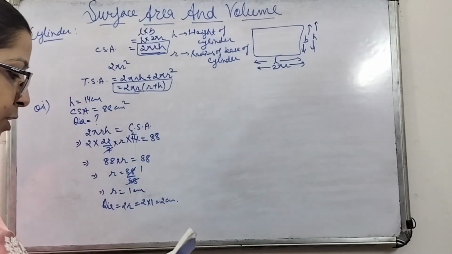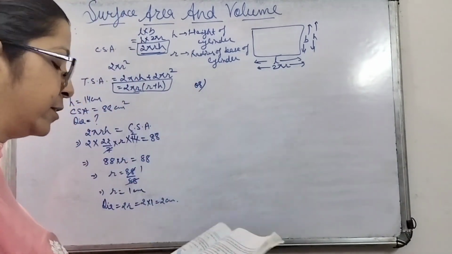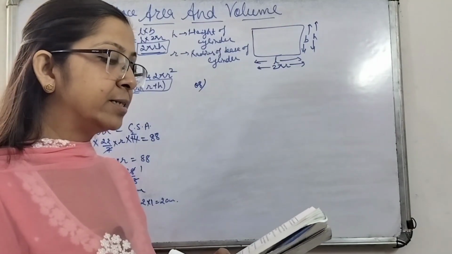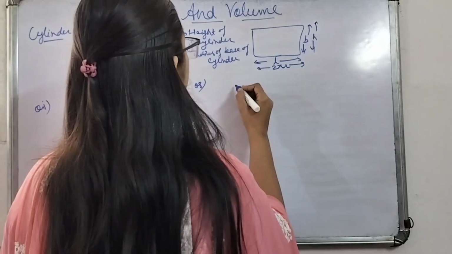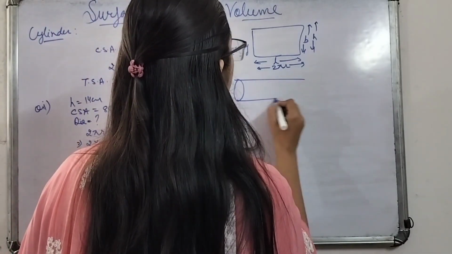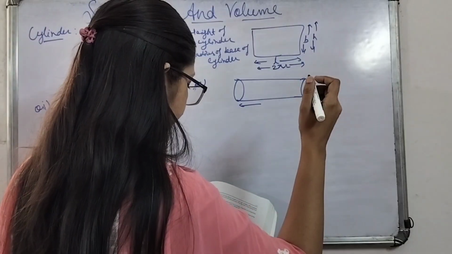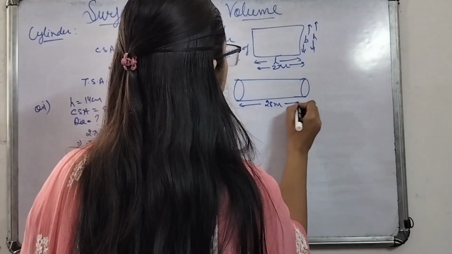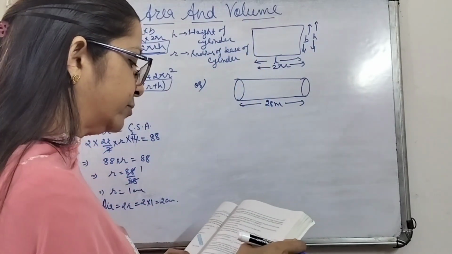Now we are taking question number 8 of exercise 13.2 only. In a hot water heating system, there is a cylindrical pipe of length 28 meter. This is how the pipe will look like. Here the length is given to us as 28 meter. That means it is basically the height of the cylinder if we keep it upside down.